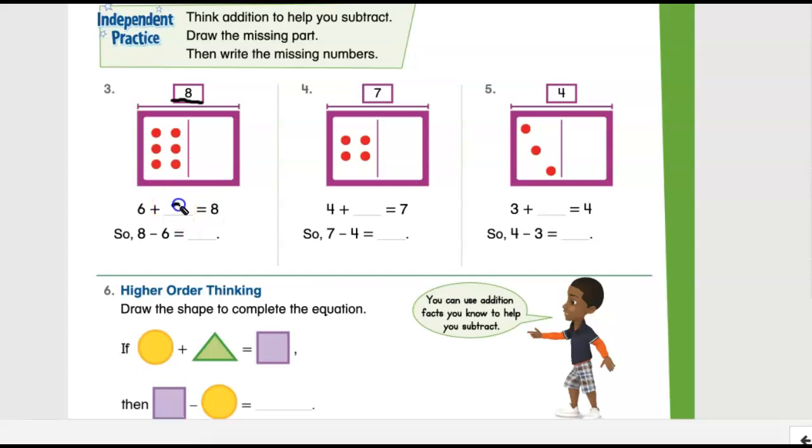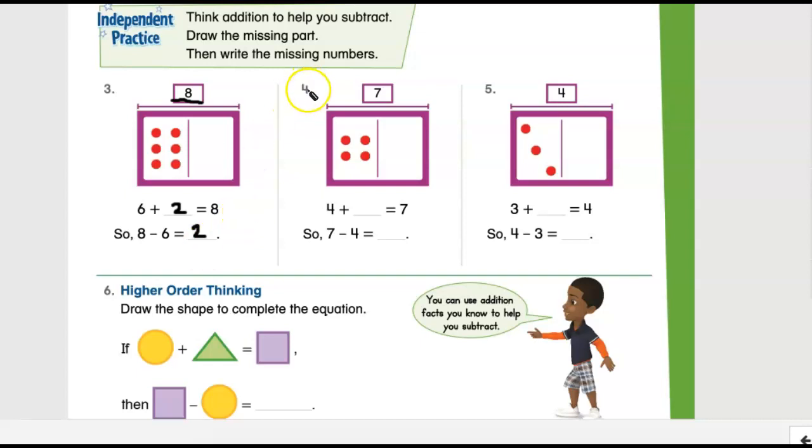6 plus 2 equals 8. If I'm holding up 6 fingers and I add 2 more fingers, so I have 6, 7, 8. So, if 6 plus 2 is equal to 8, 8 minus 6 would be 2. Notice how both of our missing parts, again, are the same number.